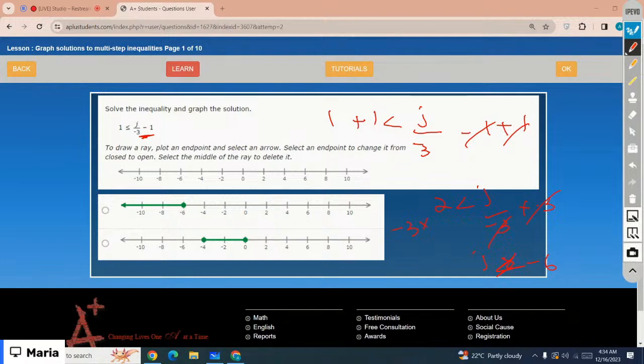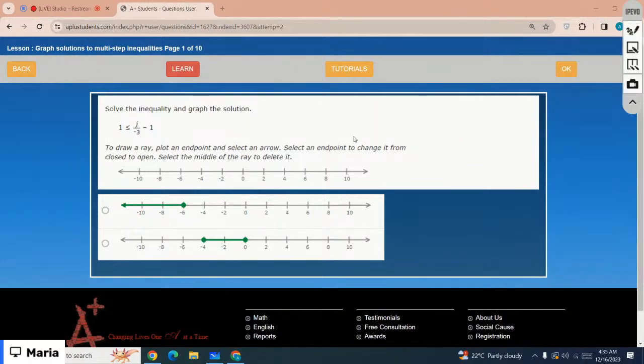So which is the correct option? Which one is the correct solution, option 1 or option 2? That is j is less than or equal to negative 6. So just look at this one, you have a closed circle here, that means negative 6 is also included, and all the numbers are less than negative 6, so the graph must point to the left hand side of negative 6, right? So option number 1 is the correct option. That is the correct solution of the inequality, right?